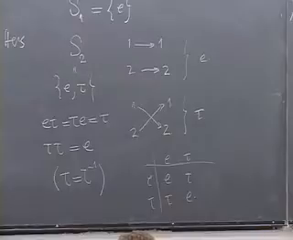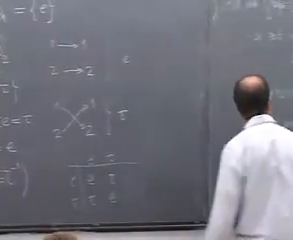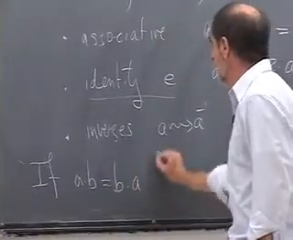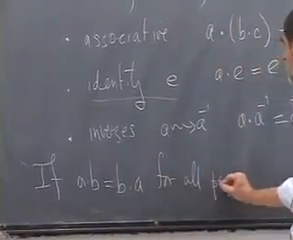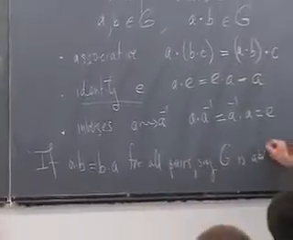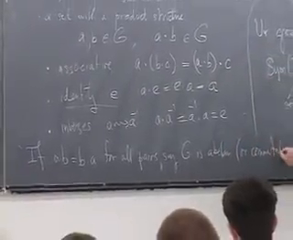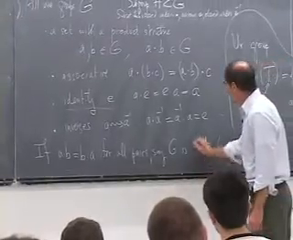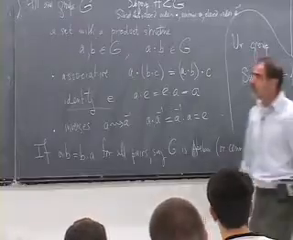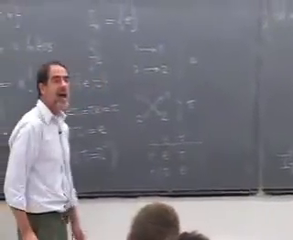Okay? Now that's an example of a group that I called last time abelian or commutative. So if AB is equal to BA for all pairs, we say G is abelian or commutative. Some people capitalize abelian in honor of Abel, some people don't. Doesn't make any difference to me. So this group is commutative. A commutative group just means that the multiplication table is symmetric around the diagonal, and this one is.